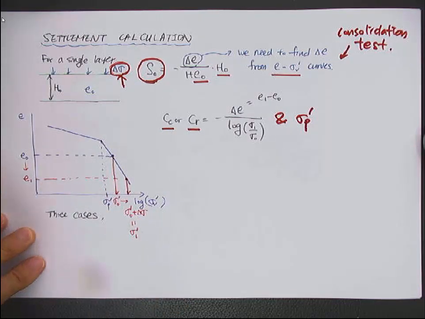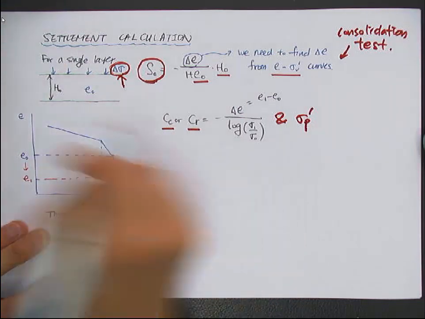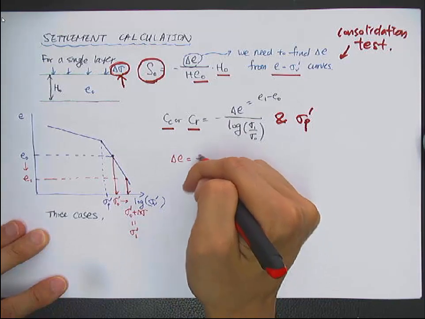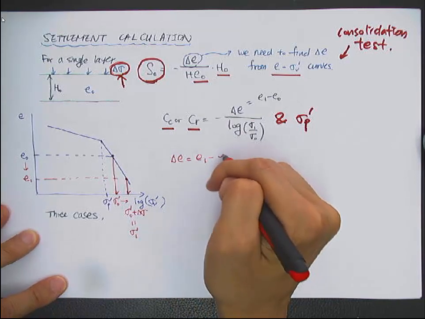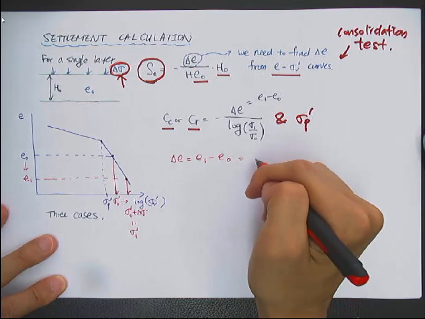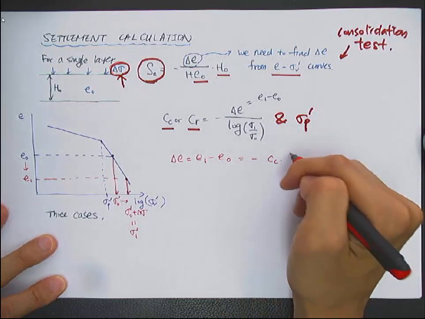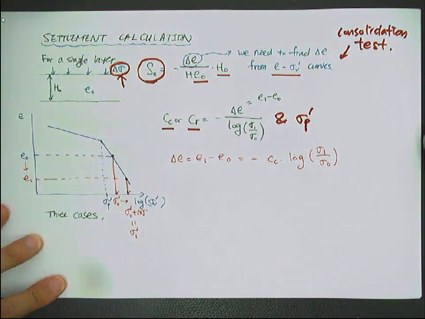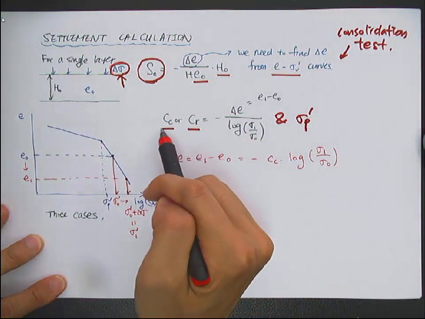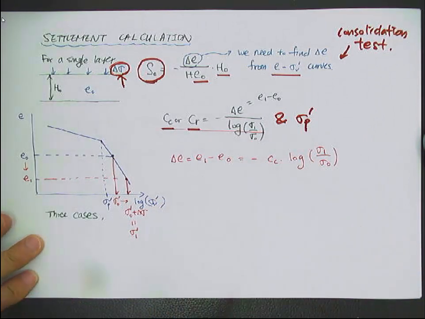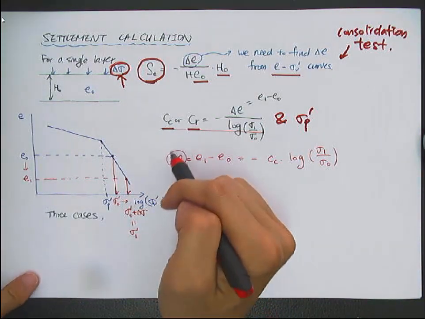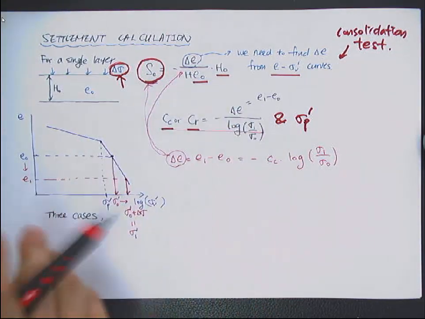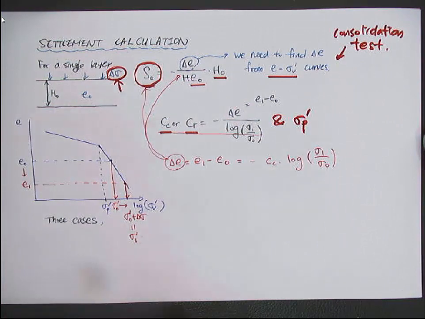Okay. So then the void ratio change, let's use this one. Void ratio change is e1 minus e naught, which is minus Cc times log sigma 1 over sigma 0, right? According to this equation. Then from this void ratio change, you can plug into here, and then you will be able to calculate the settlement.